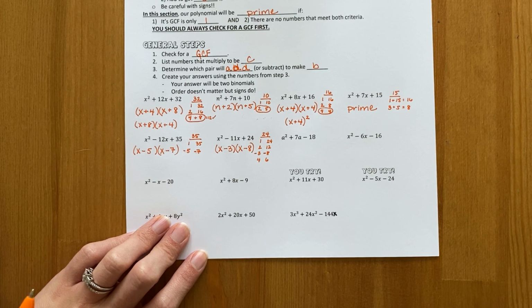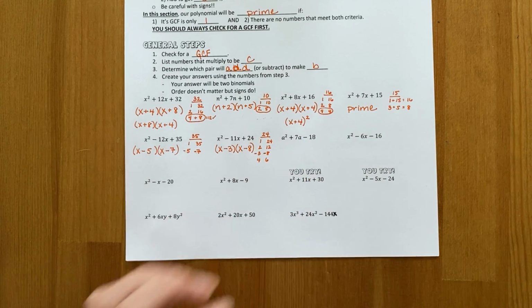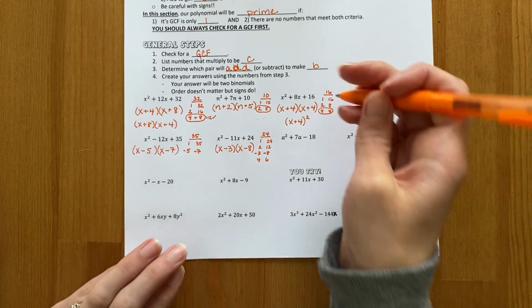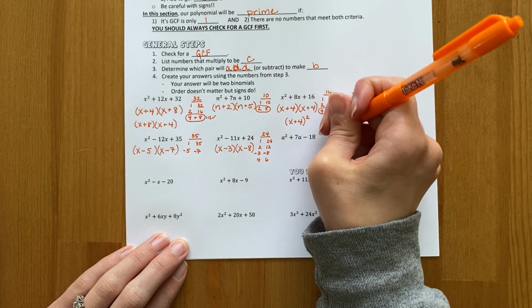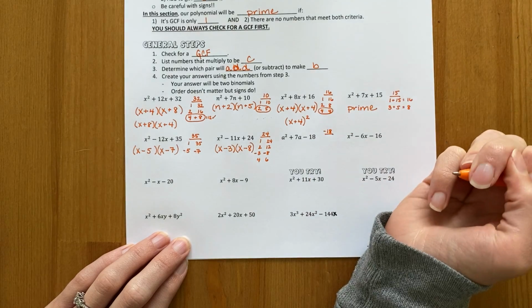Okay, so we're going to change it up even a little bit more. Now the number here in the back is negative, which if you're trying to multiply to get a negative, we are going to need one of each. We're going to need a positive number and a negative number. So this makes our lists actually double in size. So think about things that multiply to be negative 18.